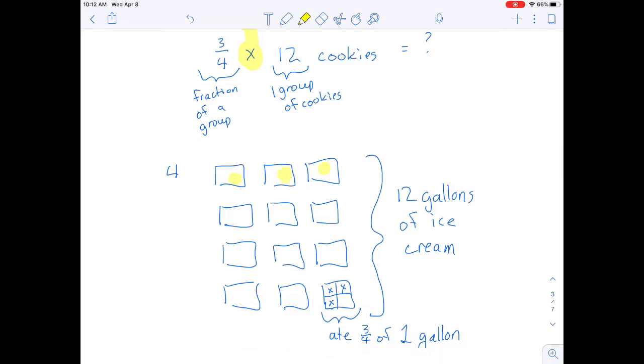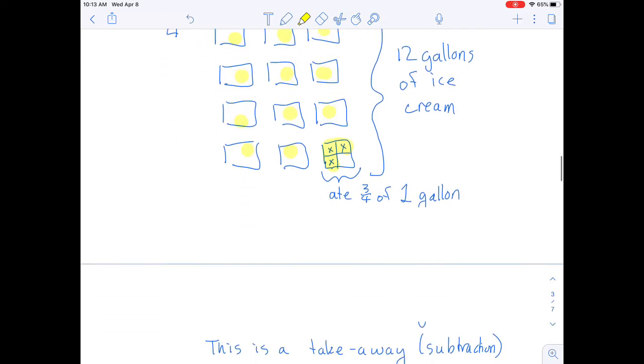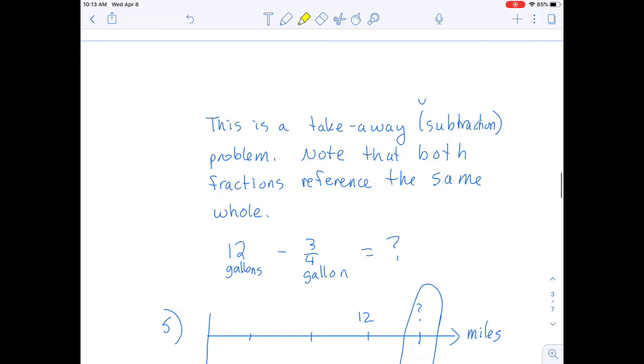12 gallons of ice cream, and they didn't eat 3/4 of the total. They ate 3/4 of 1 gallon. So I just need to subtract that off. I'm taking it away. It's a takeaway subtraction problem. And I have 12 gallons, 3/4 of a gallon, and then I could label this gallons as well. I wasn't counting how many groups, just subtracting off gallons.